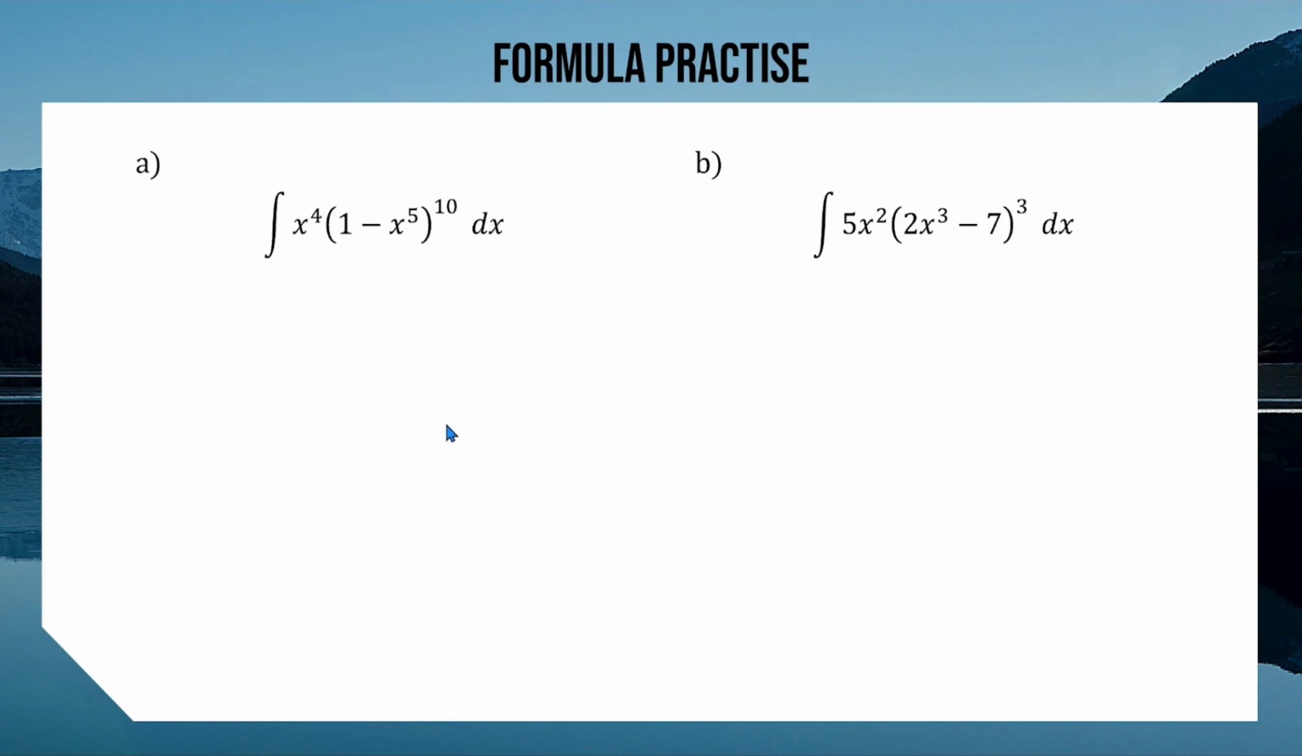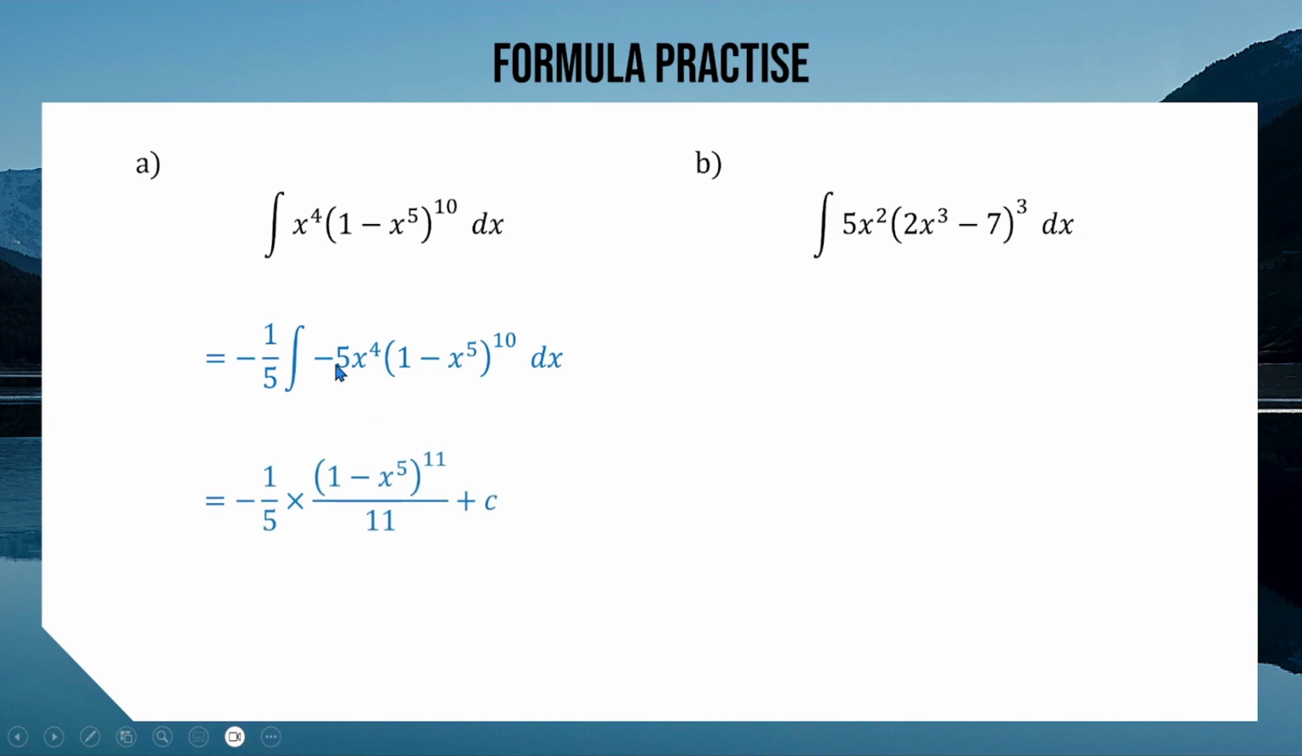So the way we're going to fix that is we are going to put a negative 5 inside our integral, which means we need to divide by negative 5 out the front like this. Okay, so we've manipulated the question so that in front of our bracket we have the derivative of the bracket, and now we can just integrate the bracket as per usual. So raising the power to 11 and then dividing by 11. And then when we divide by the derivative of the bracket, it's just there and it vanishes. So it works out really nice. So we keep the negative 1/5 out the front, raise the bracket to 11, divide by 11 and plus c, and that's our final answer.